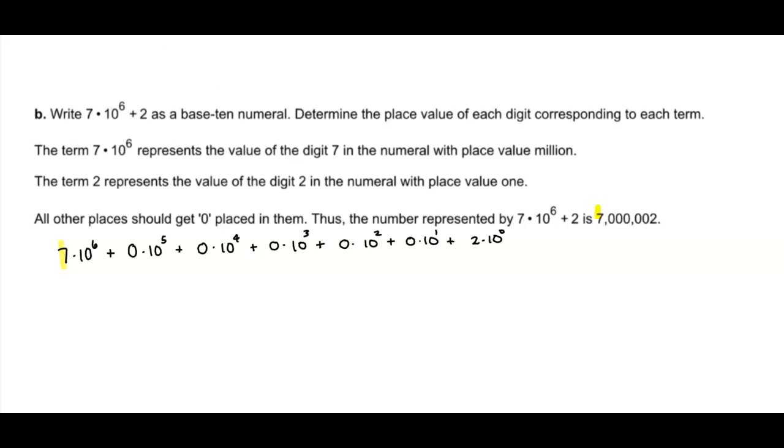So we got 7, and then we have the following zeros. 1, 2, 3, 4, 5, and then we have the digit 2.